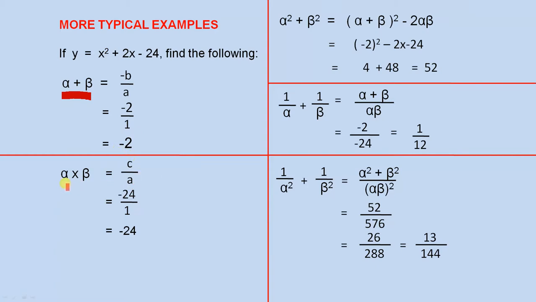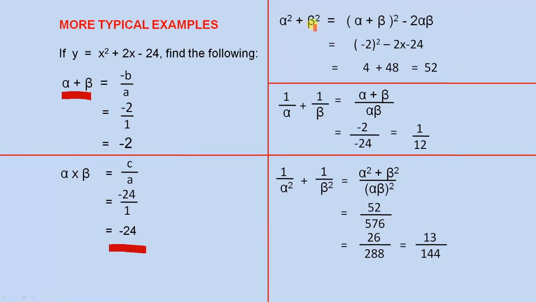The product of the roots, alpha times beta, is c over a, which is minus 24 over 1. That's minus 24. Now, knowing these two bits of information here will allow us to do these more difficult examples. So let's have a look at them carefully.